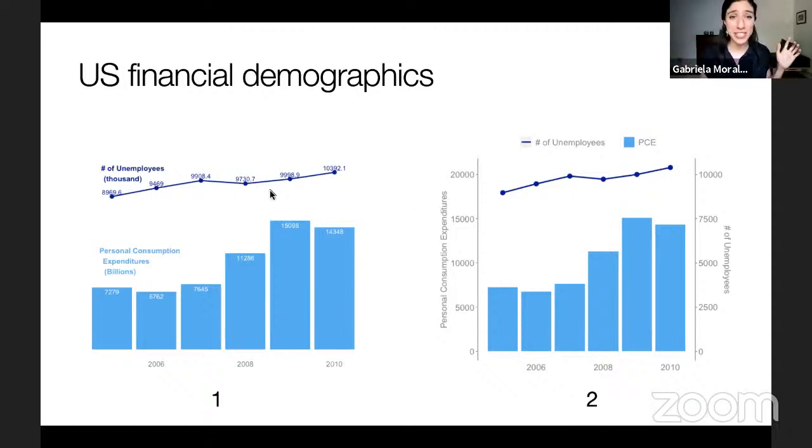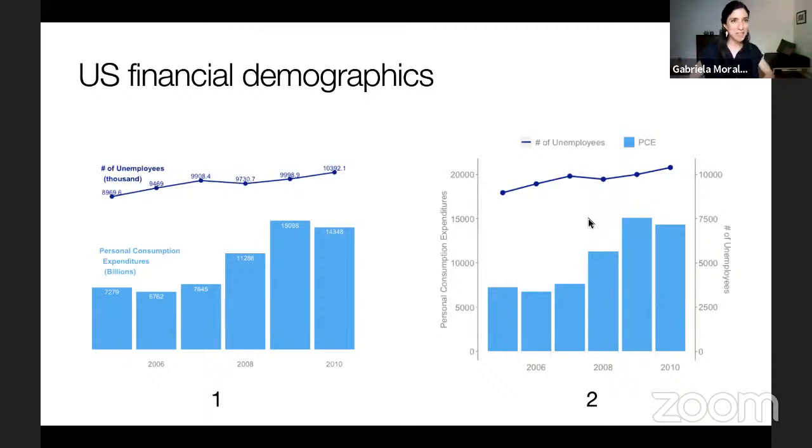This is much easier. You can have either the numbers here or one axis, and for the PCE, the personal consumption expenditures, and the other one has only the numbers. Like you choose how to do it, but please avoid having the two. This is not a good idea.